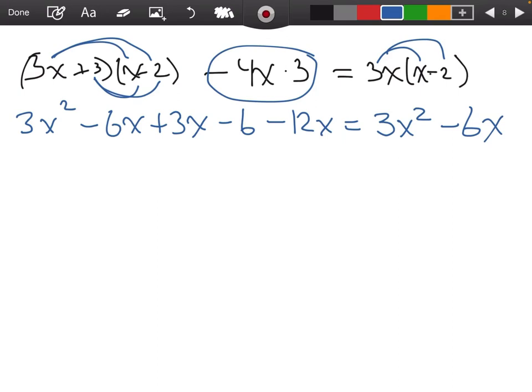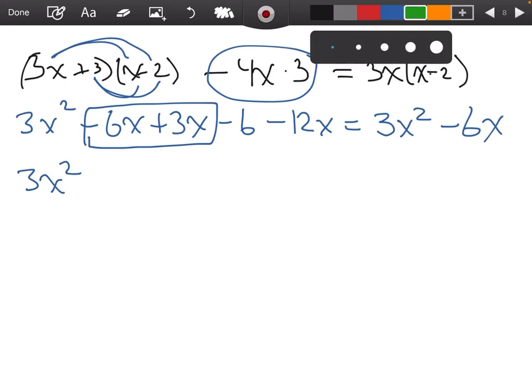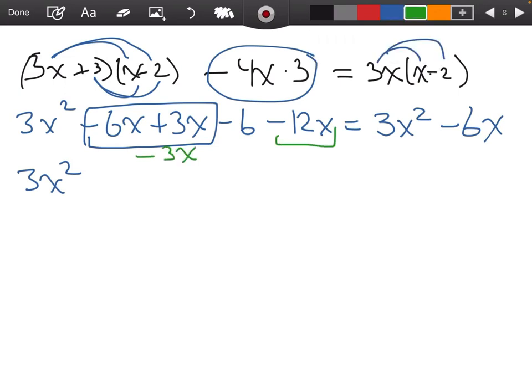So, y'all, I'm going to start combining some pieces where I can. Look, we got a 3x squared here. Let's see. If I combine these together, y'all, minus 6 and positive 3, that'll leave me with a minus 3x, but we have another minus 12x, y'all. That's a minus 15x. And then I still have a minus 6. And on this side, we have a 3x squared and a minus 6x.